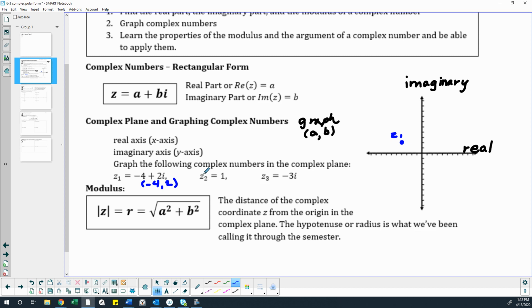So if we wanted to graph the point z sub 2, that would be real part 1 and imaginary part 0. So real part would move to the right 1, imaginary part would be up or down 0. So that would be our z2 point right here. And then z3 has 0 for its real component and -3 for its imaginary component. So left or right 0, and then down 3 would be that point right there. Okay, any questions on how to graph complex numbers?